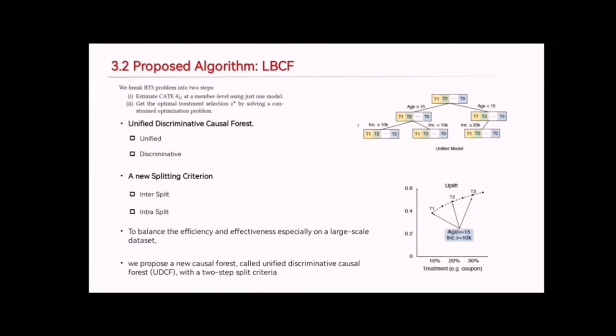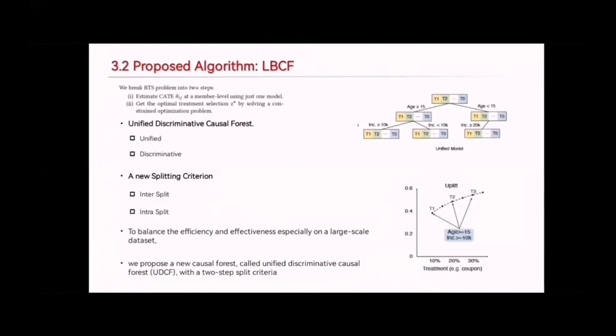Unified: the model builds only one causal forest. All treatments are split together and follow the same split rules. Discriminative: the model can discriminate both internode heterogeneity and intranode heterogeneity.